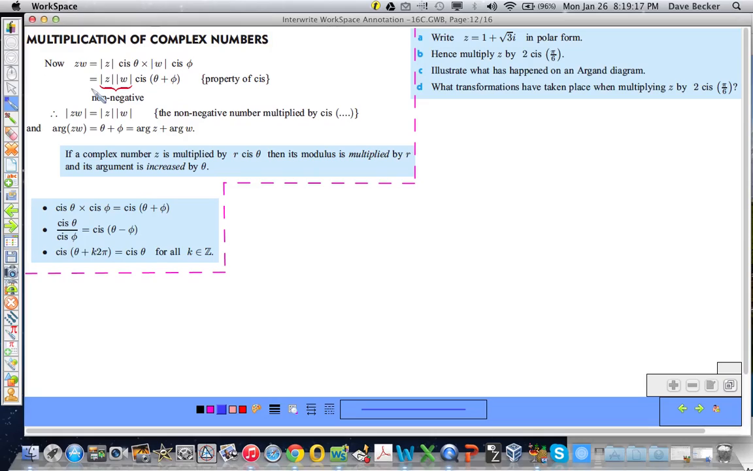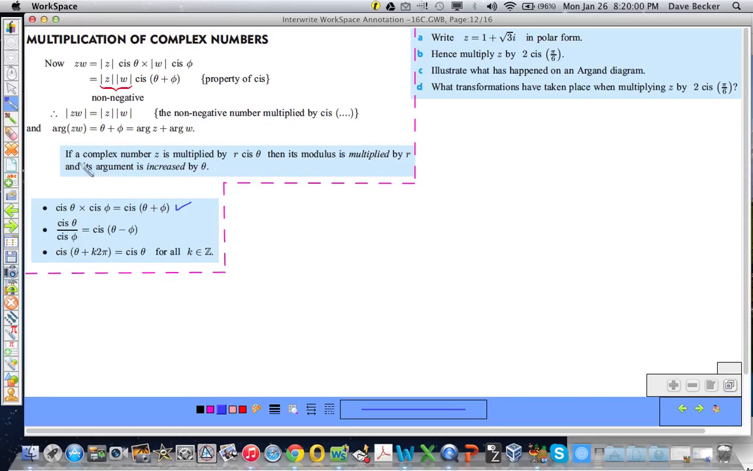Well, this is equivalent to mod z mod w times cis of theta plus phi, by this rule of cis right down here. Now these are going to be non-negative, so mod zw is going to equal mod z times mod w. And also, this is awesome, arg zw is going to be equal to theta plus phi, which is equal to arg z plus arg w. Remember, argument is just the angles.